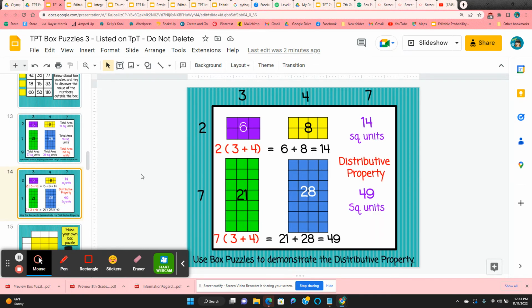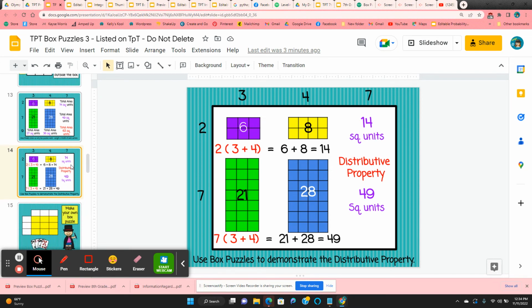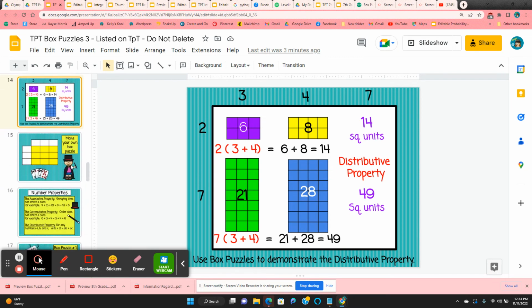It's also another way of showing distributive property. 2 times the quantity, 3 plus 4. So if you take 2 times the quantity, 3 plus 4, you're going to end up with 14, the total. 7 times the quantity, 3 plus 4, will give you the total of 49, and there's 49 total squares. So it's just another way of visually looking at distributive property.